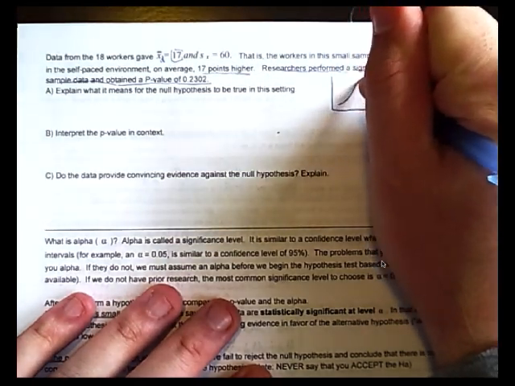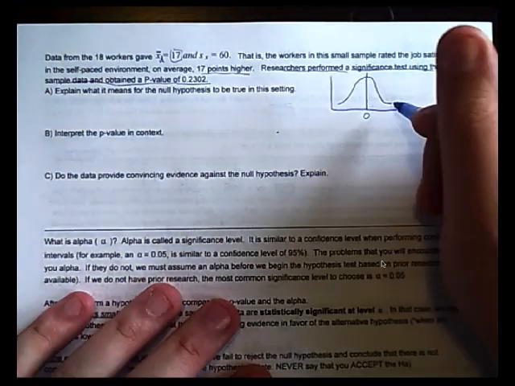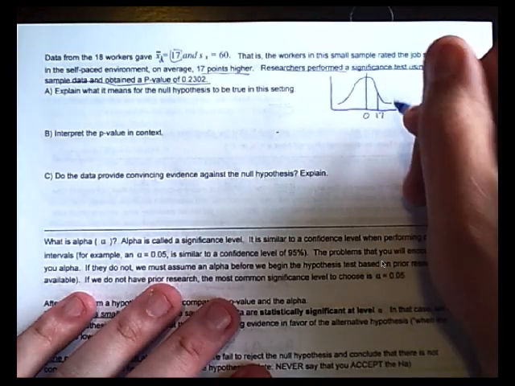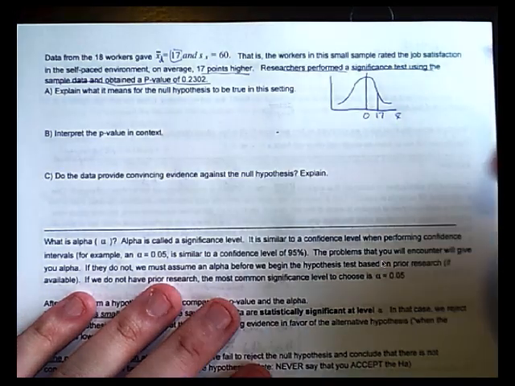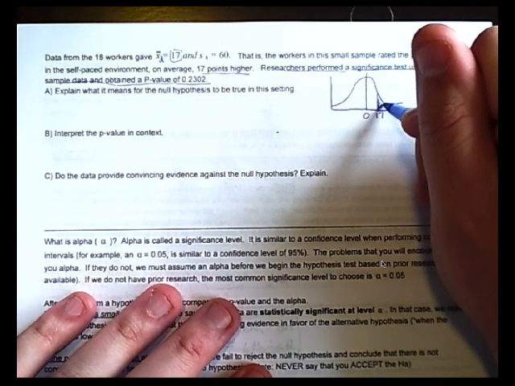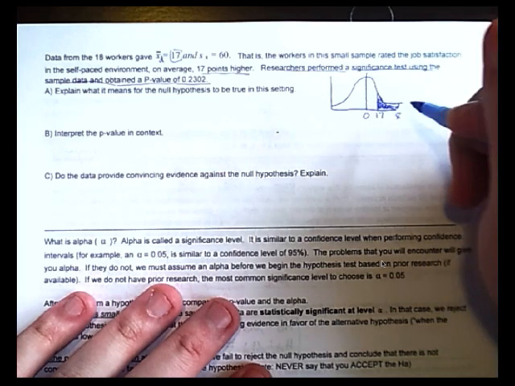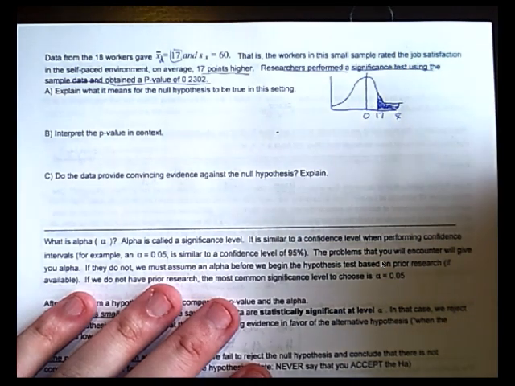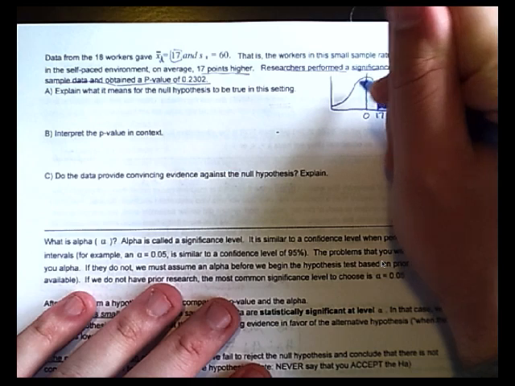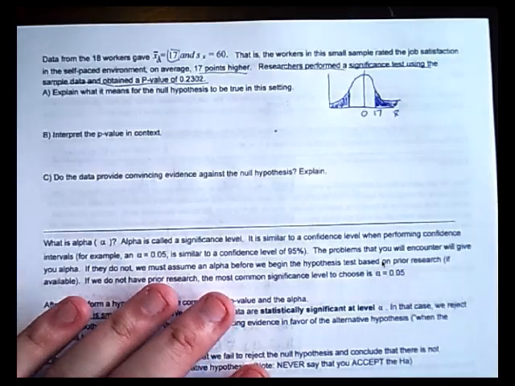Our null hypothesis was that there was no difference, that the mean difference was 0. But we got an x bar of 17. Remember, this is a sampling distribution, so all these are x bars. So what the p-value represents is that area. Not just that area, because you've got to remember, this was a two-sided test, so it's not just this area, it would also be symmetrically that area as well.